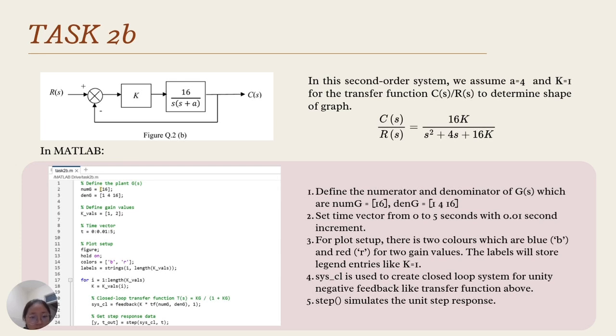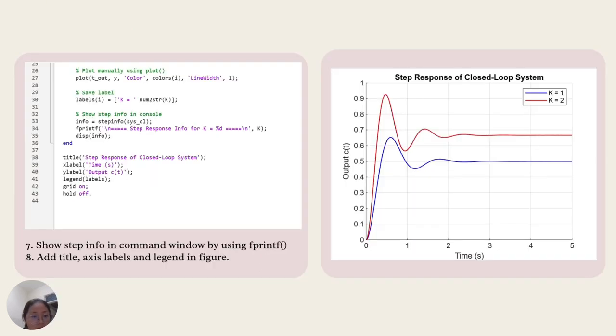There are two colors, which are blue and red, for the two gain values. And step 4 is sys_cl, which is used to create a closed loop system with unity negative feedback of the transfer function above. So step 5 is to simulate the unit step response. And the last two steps are to show the step info in the command window by using fprintf, and the last is to add the title, axis labels and legend in a figure like the red figure.